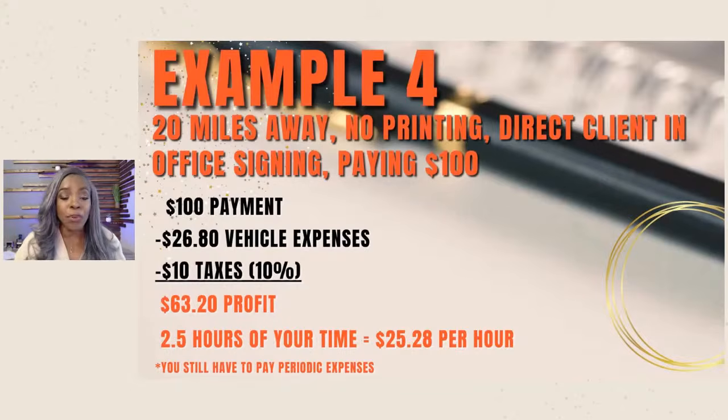So let's say in example 4 that you have a direct client. Their office is 20 miles away, but you don't have to print anything because they print the documents there at the office and they are still paying you $100. So let's take a look at that breakdown. So we've got our $100 payment. You still got to drive there. So we're going to take our $26.80 vehicle expense. We're going to subtract it from that. And then we still got to pay taxes. So we're going to subtract $10 for taxes.